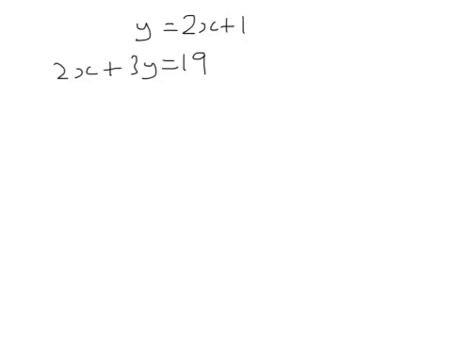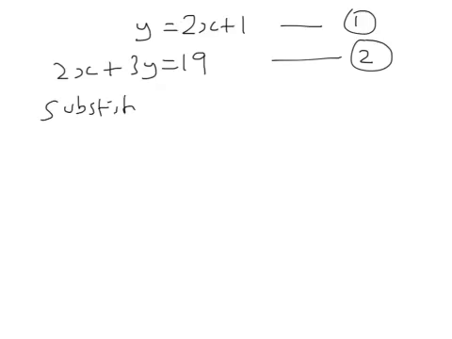There's two ways to solve simultaneous equations. This one is by substitution. It's always a good idea to label your simultaneous equations and also to line up the equals signs. So equation 1 is y equals 2x plus 1, so let's substitute equation 1 into equation 2.